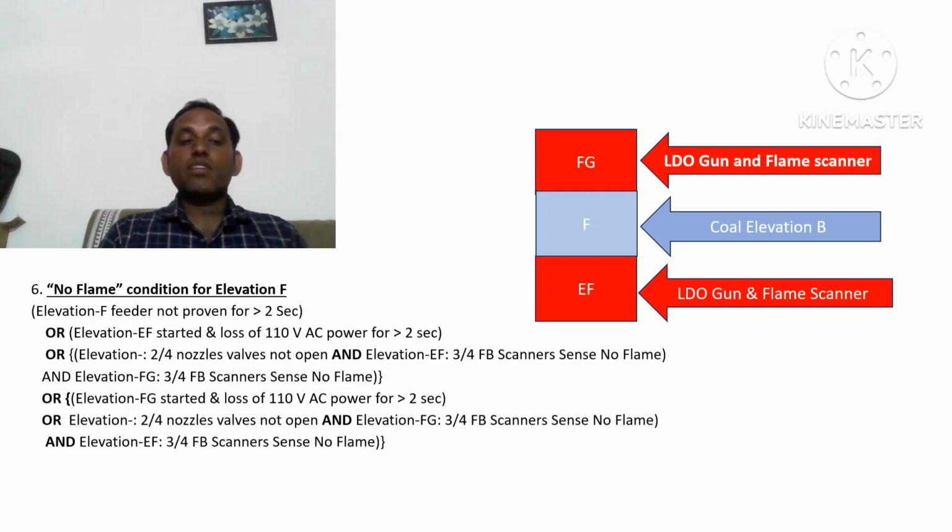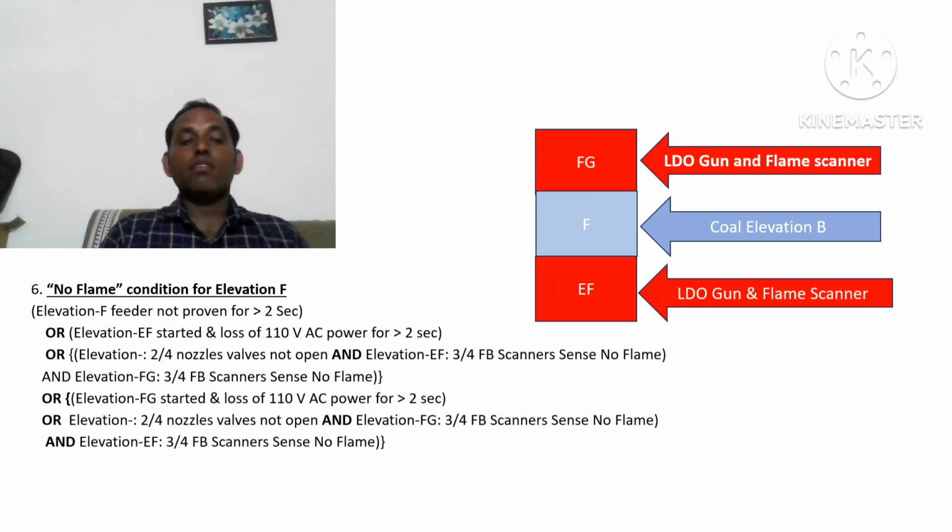Next one is 2 out of 4 nozzle valves and elevation EF 3 out of 4 scanners sense no flame. In that case, less than 3 LDO guns in service and 3 out of 4 EF elevation scanners sense no flame, so it becomes true and contributes for no flame. But one more condition in AND logic, that is FG elevation 3 out of 4 fireball scanners sense no flame, so it will become true.